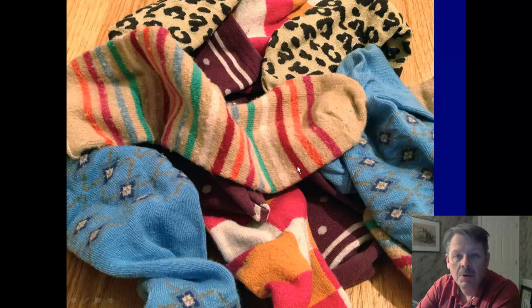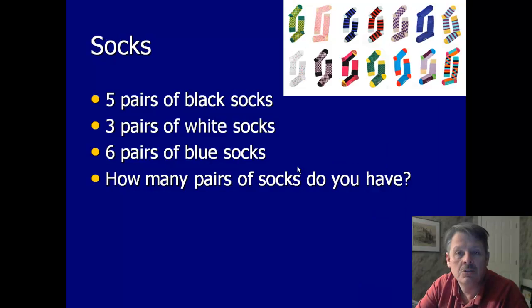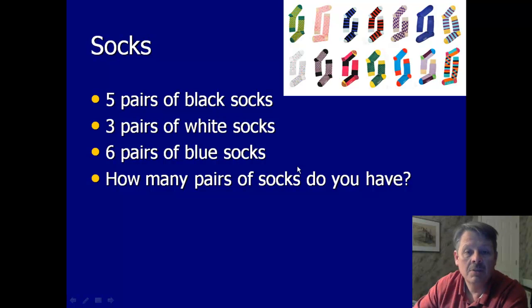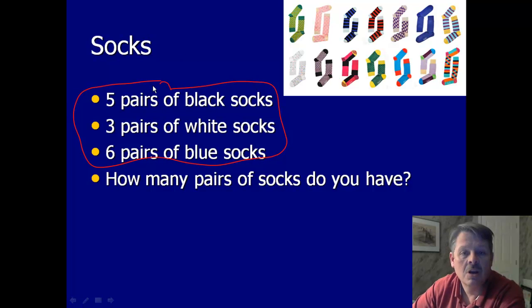The easiest thing for me to relate to is a bunch of socks. So go home, look in your sock drawer, and see what you find. Let's say, for example, you went home and you found 5 pairs of black socks, 3 pairs of white socks, and 6 pairs of blue socks. How many pairs of socks do you have? Pause the video, figure it out.